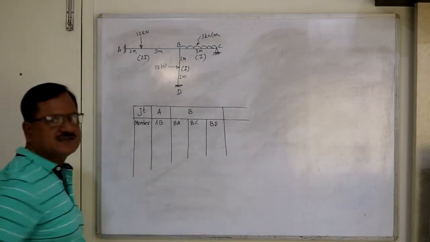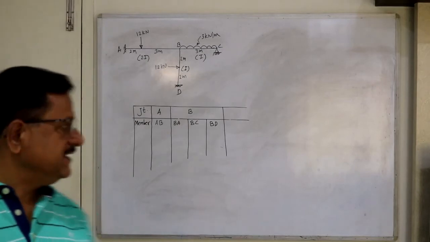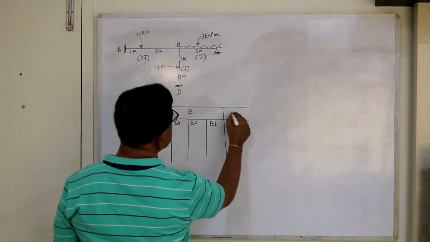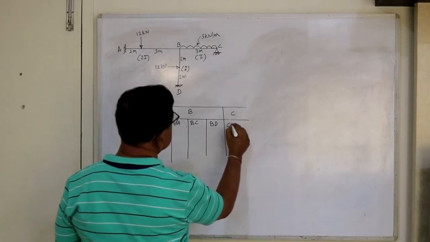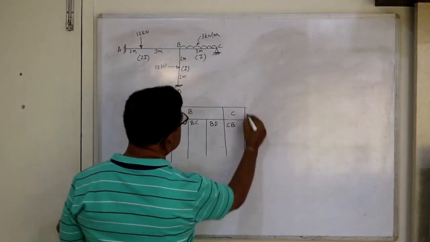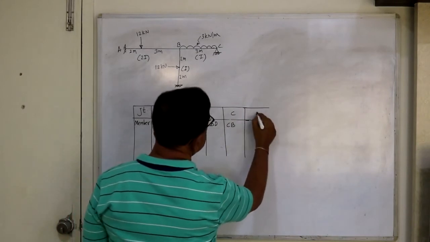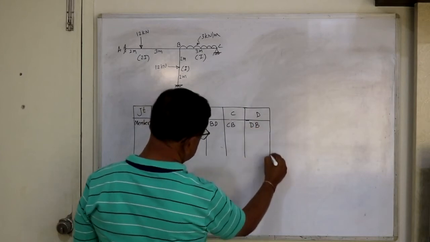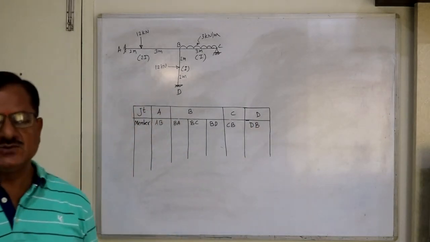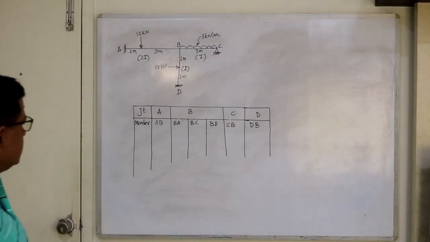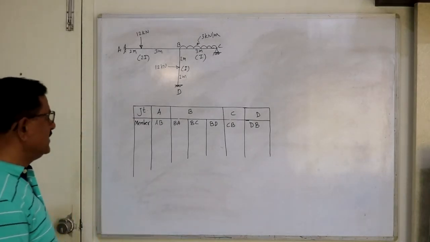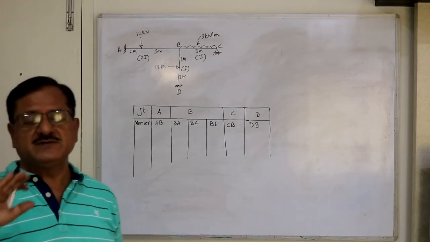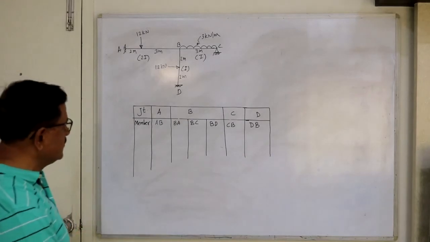So 3 members are connecting at joint B, and the sequence you can take as per your convenience. Then joint C, only one member, CB, and joint D, one member only, that is DB. Here we do not show the inclined arrows for carryover, so you have to understand properly, and then only can you use this table. But this is the universal type of table, applicable for any type of problem.